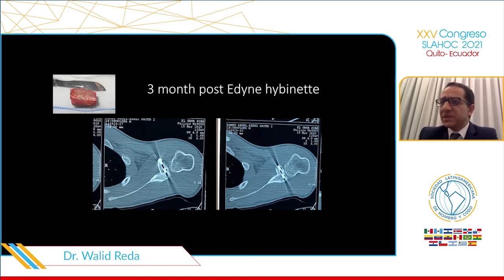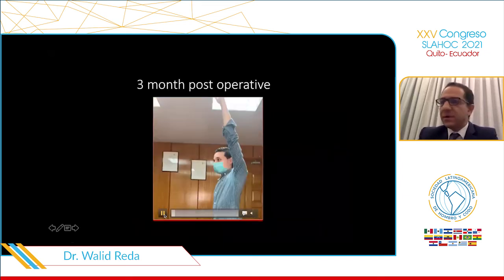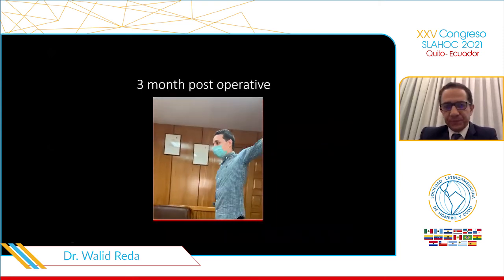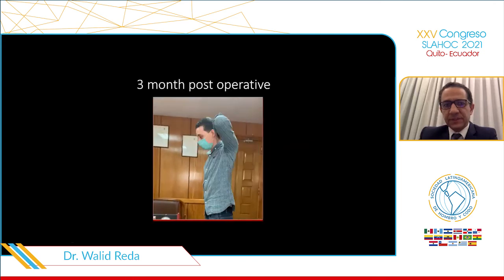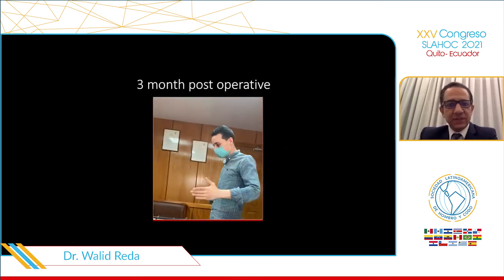Here his CT 3 months post-operatively, showing good position and union. And he has a stable shoulder and a very good range of motion. This CT 3 months post-operatively without any case of subluxation or dislocation.